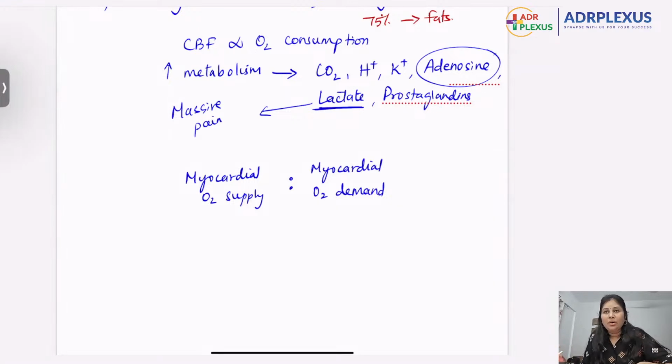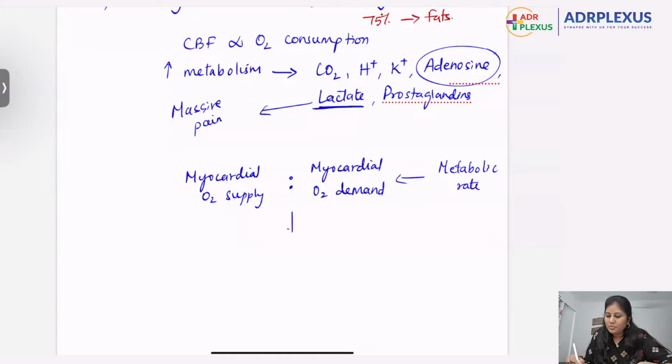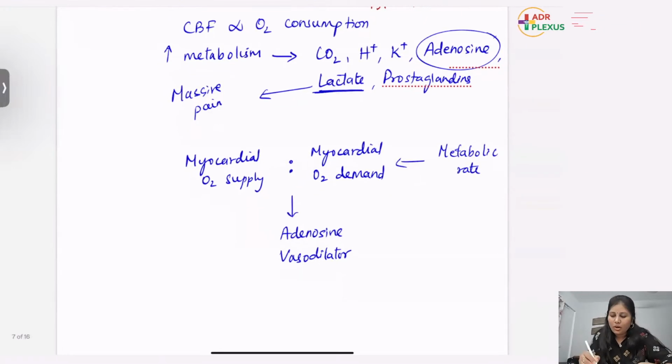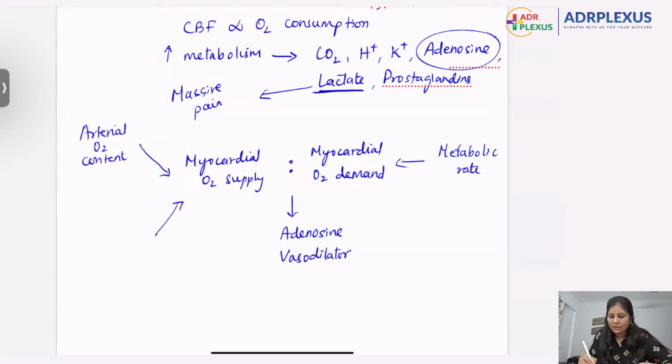Now, what determines the oxygen demand? It is the metabolism, the metabolic rate. And if the metabolism is greater, what is produced? Adenosine. Adenosine is a vasodilator. Now, what are the two factors that determine the oxygen supply? One is how much oxygen is present in the artery, that is arterial oxygen content, and how much blood is supplied to the heart, that is coronary blood flow. So these are the two factors that determine the oxygen supply. Now, what happens when the metabolism is increased? When the metabolism is increased, a lot of adenosine will be produced.